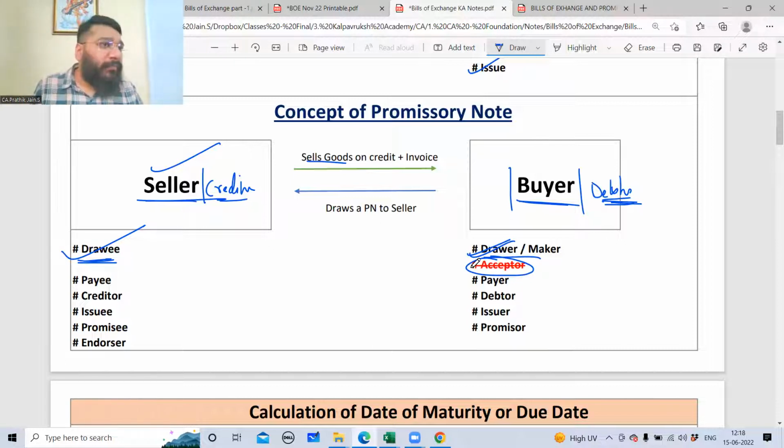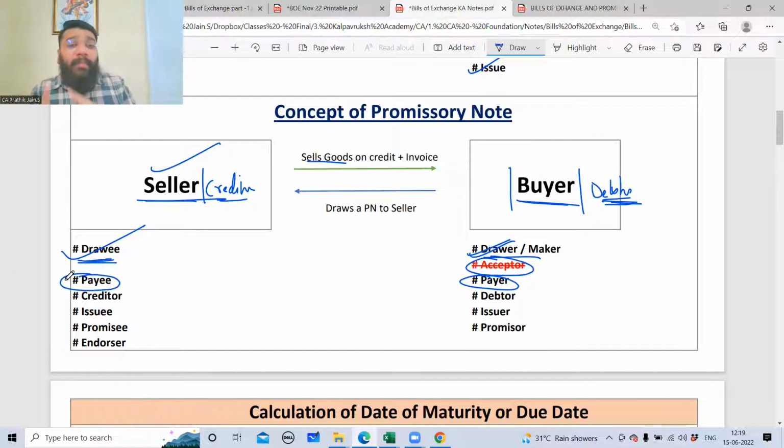So true and false will come. In the case of promissory note, acceptance by the buyer is compulsory. True or false? False. Are you able to understand this point? So acceptance is not required. Who is going to pay here? Payer is going to be the same. Buyer only is going to pay. And who is the payee?